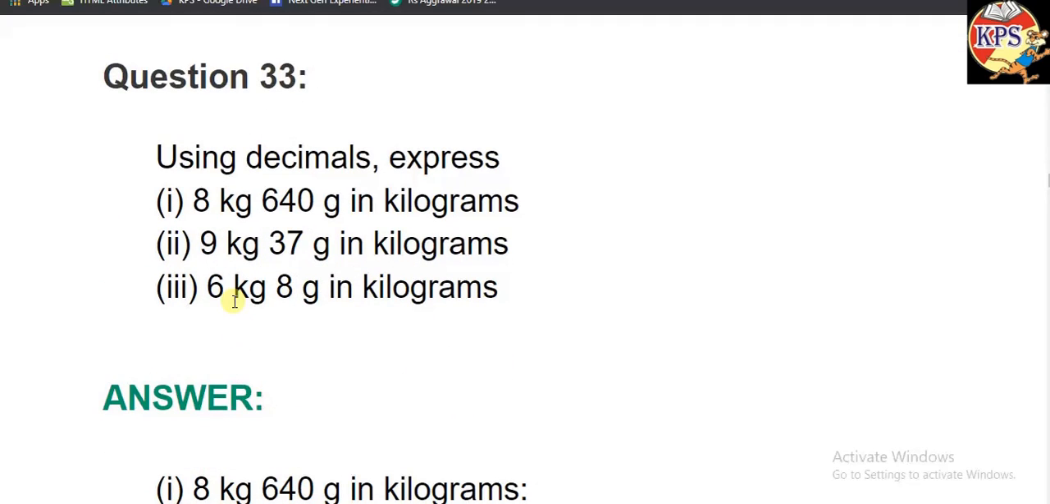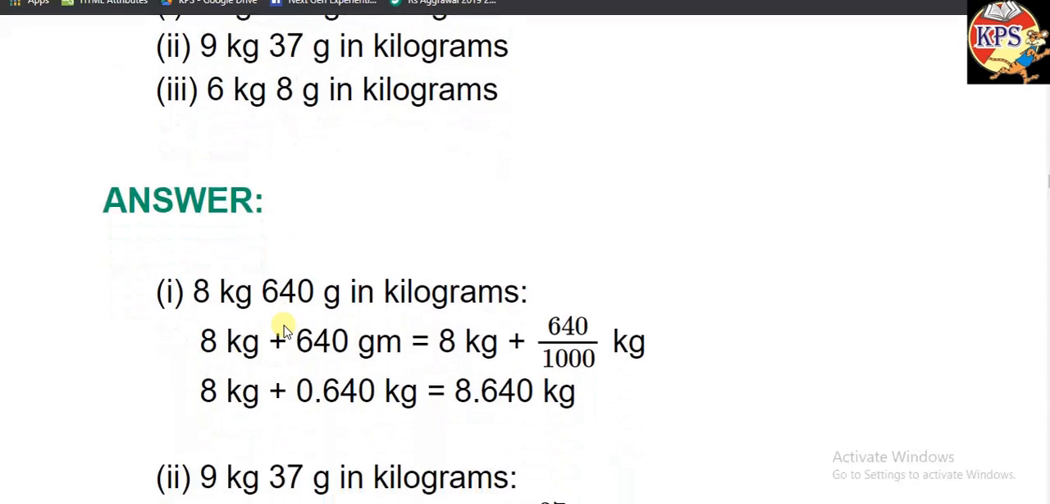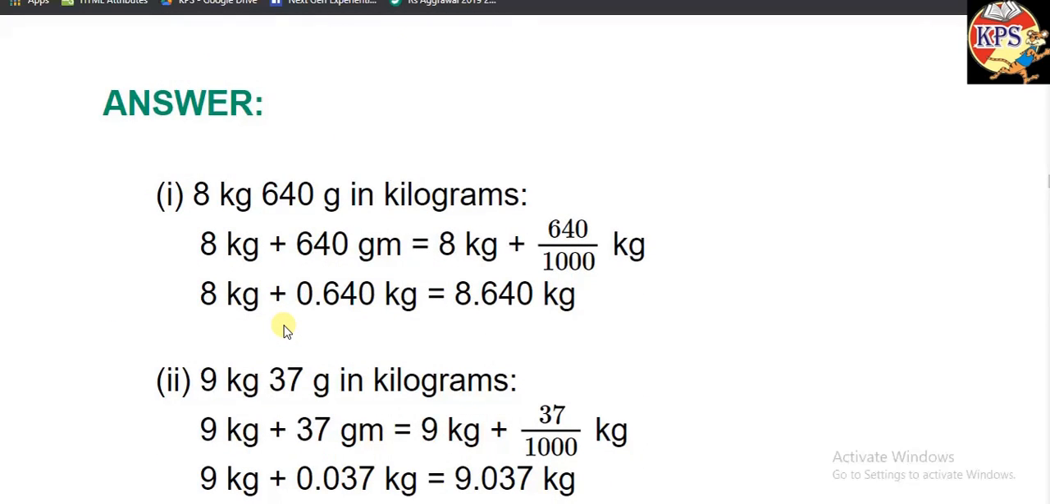Using decimals, express 8 kg 640 gram into kilogram, 9 kg 37 gram into kilogram, and 6 kg 8 gram into kilogram. So you have to add these numbers. How will you add these numbers? I think most of the students know how to convert into kilogram. Suppose in this question you can see 8 kg and 640 gram are given separately in kilogram and gram. You have to convert it into kilogram. So first you have to write it like this, then you can write it like 8 kg, and you can directly convert the grams into kilogram by dividing the number by 1000.